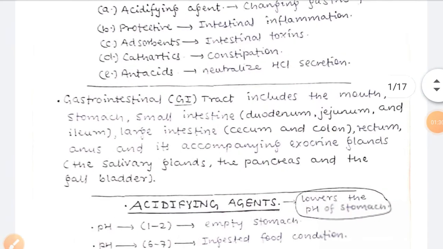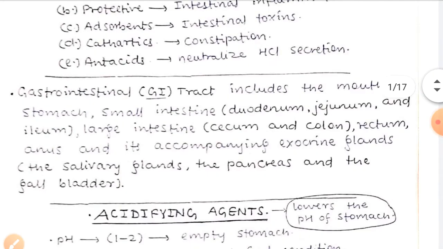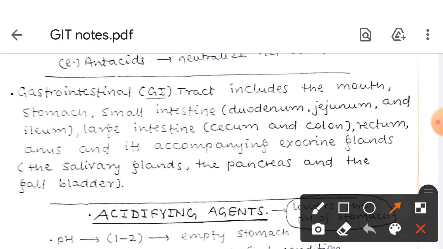The gastrointestinal tract includes mouth, stomach, small intestine which includes duodenum, jejunum and ileum. Large intestine includes caecum, colon and rectum, and the last part which is the opening, the anus, and its accompanying exocrine glands. The salivary gland, as we all know, secretes saliva, and the pancreas is a heterocrine gland which releases both enzymes and hormones, and last is the gallbladder.